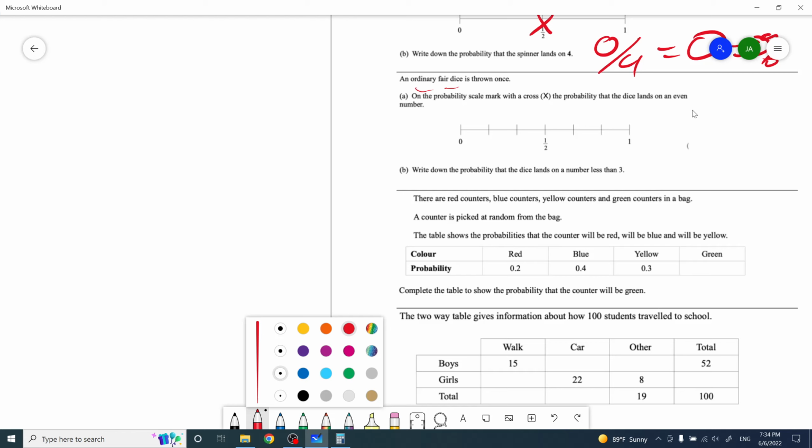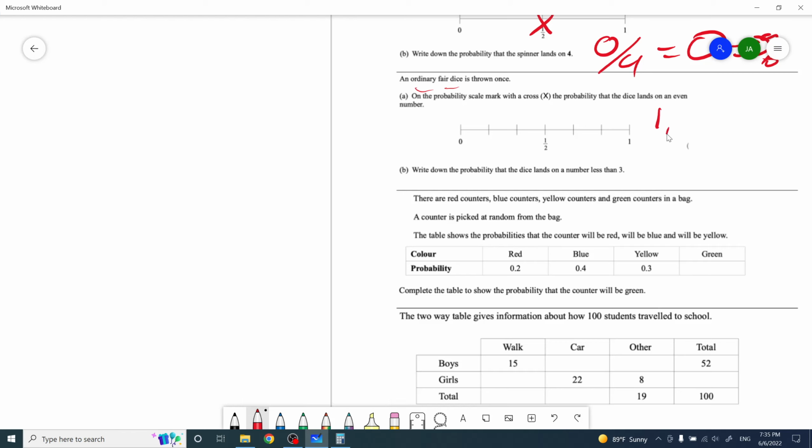So remember, on our dice, we've got 6 numbers, 1, 2, 3, 4, 5, and 6. And out of all of them, how many even numbers have we got? We've got 1, 2, 3. 2, 4, and 6 are our even numbers. So we have 3 even numbers out of 6. So again, the probability that it lands on an even number is 3/6, which we simplify to 1/2. So we've got a cross in the exact same spot.